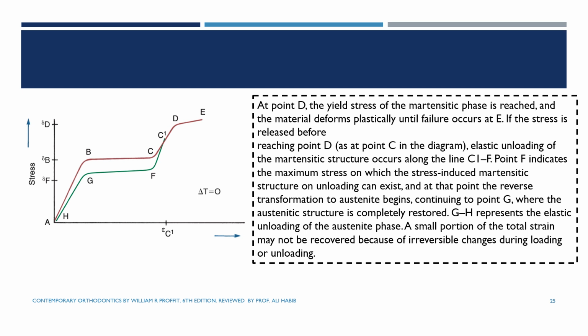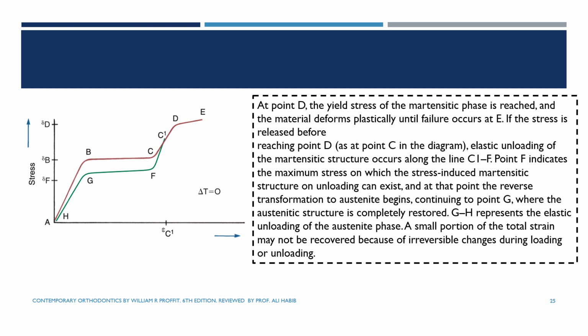On this slide, you can see that the unloading curve starts again from C1 here, because we said we never reach D, and then it goes down to F. As the tooth moves, the unloading curve will go to point F, which indicates the maximum stress at which the stress-induced martensitic structure can exist on unloading. So this is again equivalent to C, the maximum unloading stress for the martensitic phase.